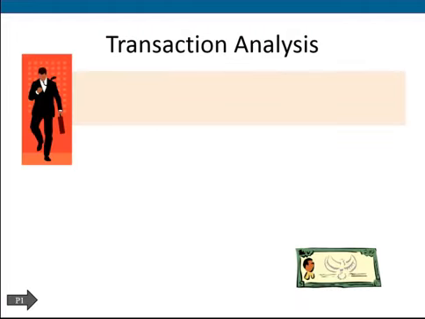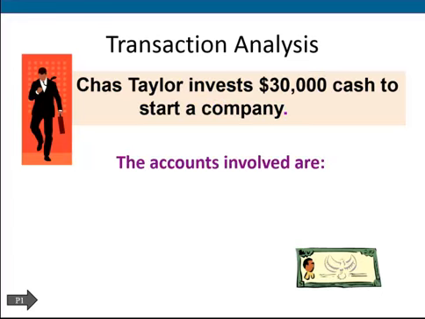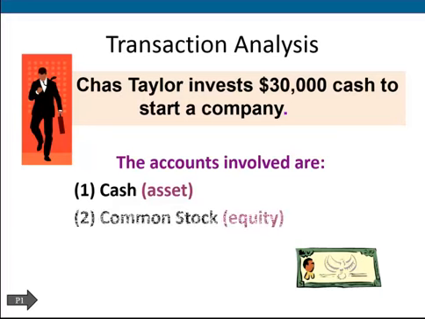Okay, so let's start walking through the transactions from your book. We're going to use these transactions to see how they affect the accounting equation we just talked about. The first thing your book introduced us to is that Chaz Taylor invests $30,000 cash to start a company. This is a real transaction. Chaz invested $30,000. That's financially important, monetarily important. We need to record it.